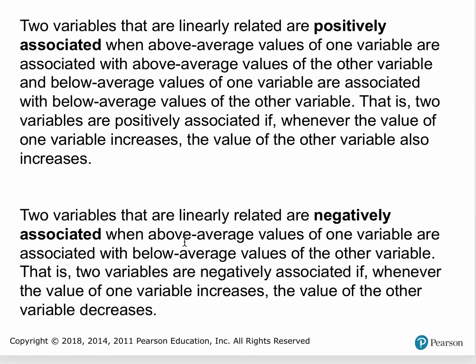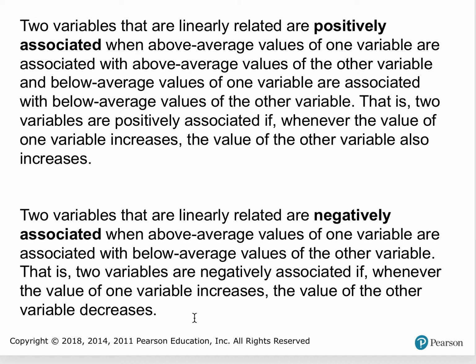Okay? Two variables that are linearly related are negatively associated when above average values of one variable are associated with below average values of the other variable. That is, two variables are negatively associated if, whenever the value of one variable increases, the value of the other variable decreases.